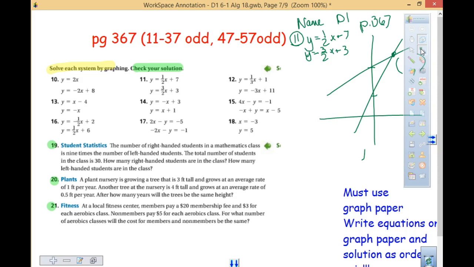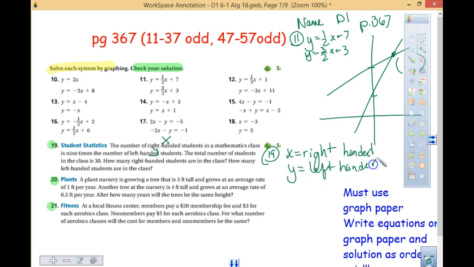Right-handed. Right-handed is x. Left-handed is going to be y. You kind of have to decide what you're talking about. So on the back of the graph paper, number 19, I'm going to say x is equal to my right-handed. We want to identify what our variables are. So right-handed, and y is my left-handed.